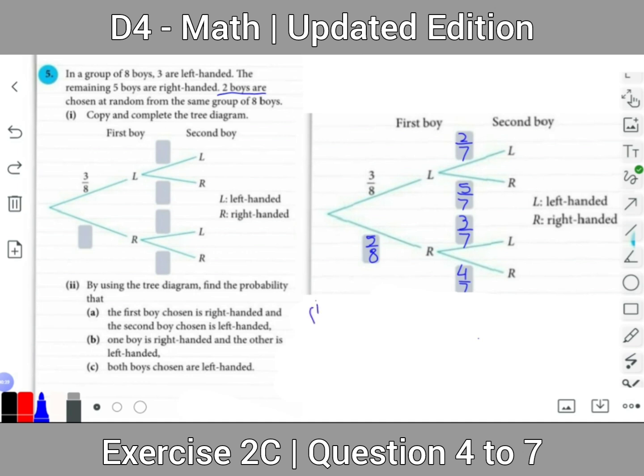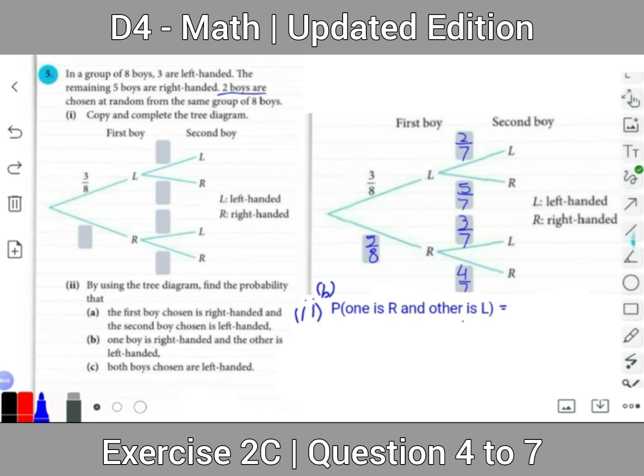Now in part 2, by using this tree diagram, find the probability that the first boy chosen is right-handed and the second boy chosen is left-handed. So by using the multiplication law of probabilities, for the first being R we have 5 over 8 multiplied by the second being L, 3 over 7. Now we have 5 3s are 15 over 8 7s are 56. So the probability that the first is R and the second is L is equal to 15 over 56.